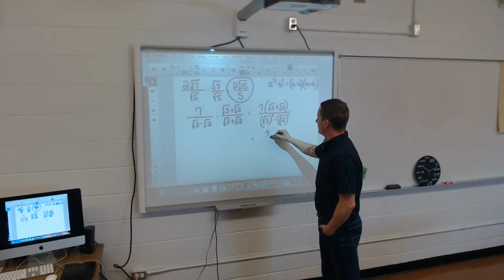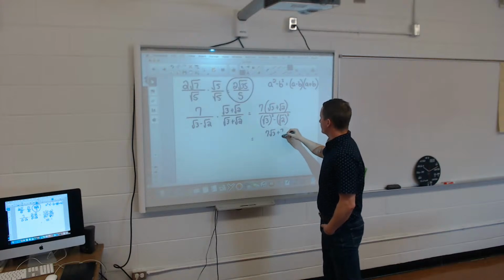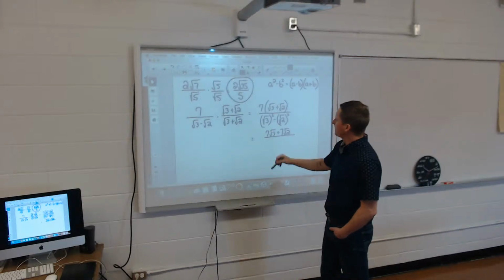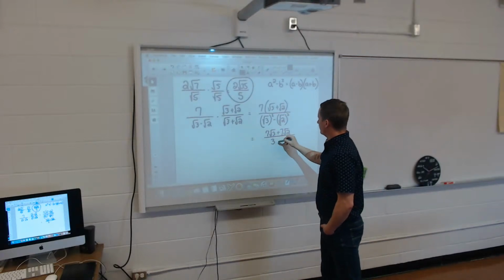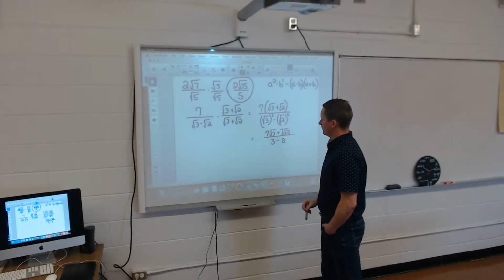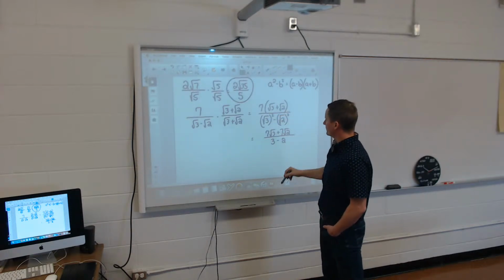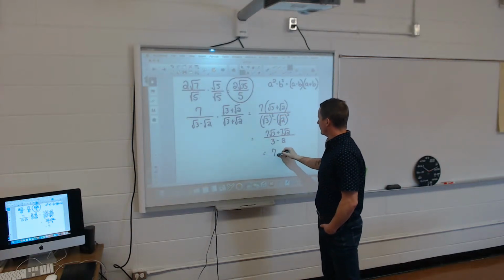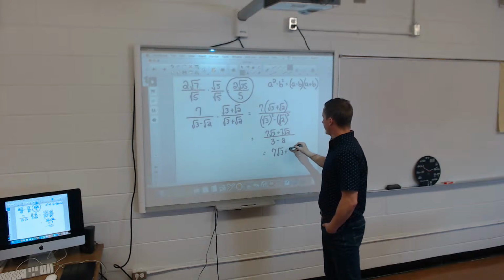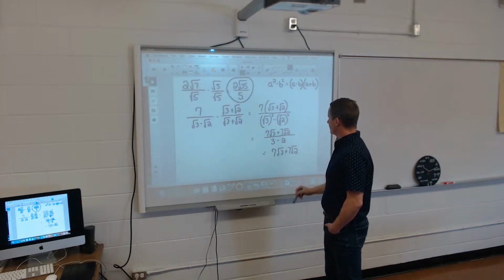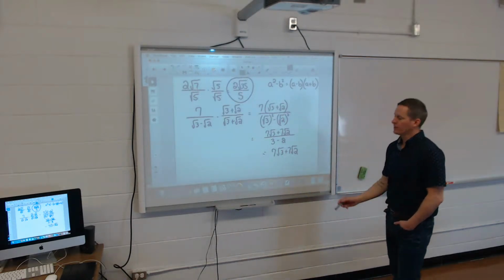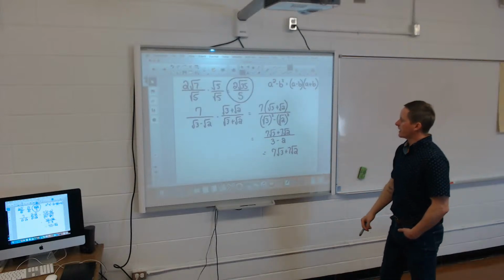7 root 3 plus 7 root 2 on top. And on the bottom, I have 3 minus 2. Root 3 squared is 3. Root 2 squared is 2. The answer to this would be 7 root 3 plus 7 root 2. Now I took that 5 out of there. I'll show you. I'll put it back in a second.